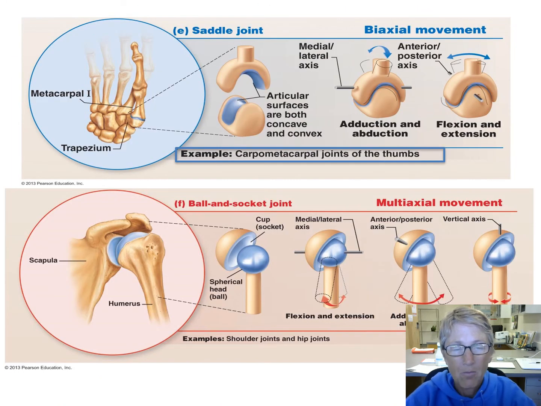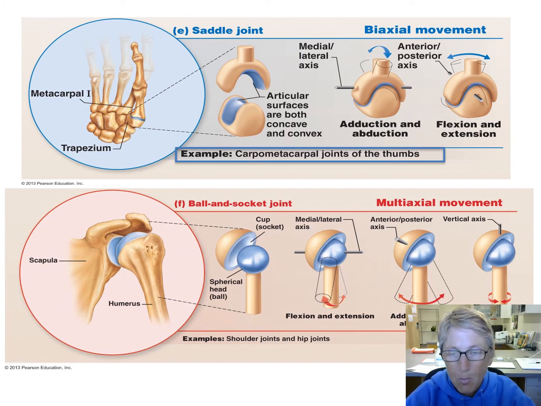The next type of joint is a saddle joint, and this looks kind of cool because this looks like a saddle, and then here's the legs of the rider. It's a biaxial joint, so you have two axes, here's one axis and here's another axis that permit abduction, flexion, and extension.